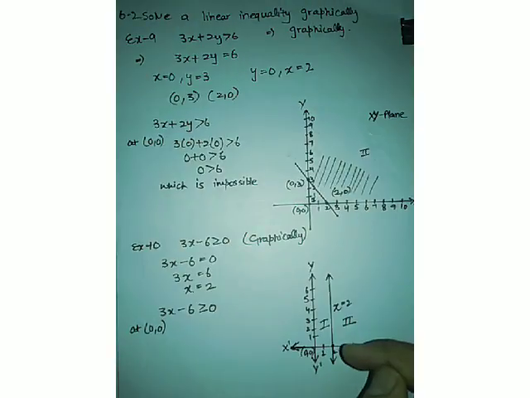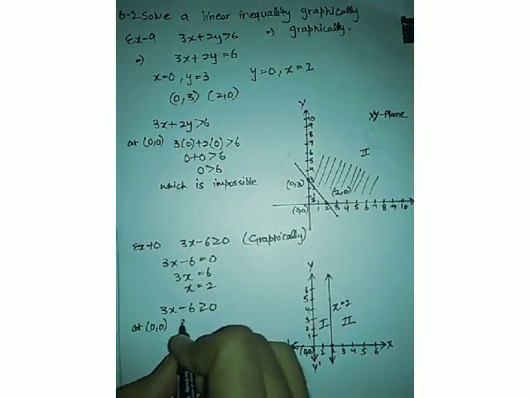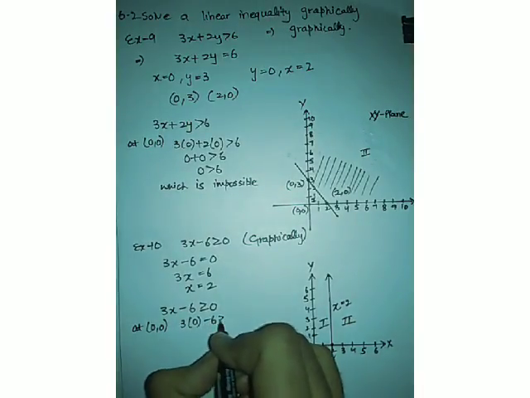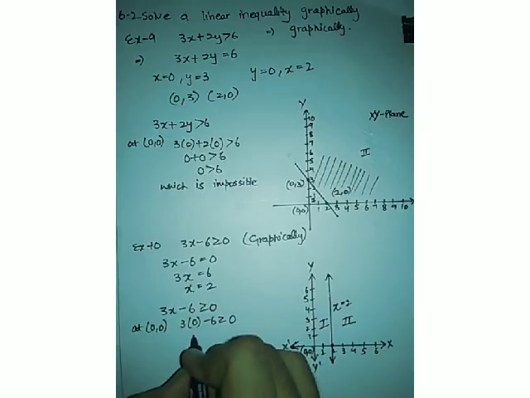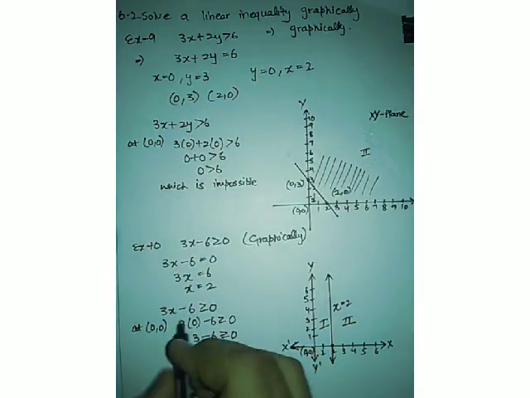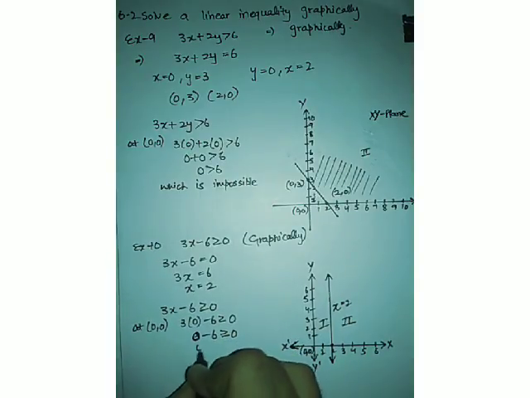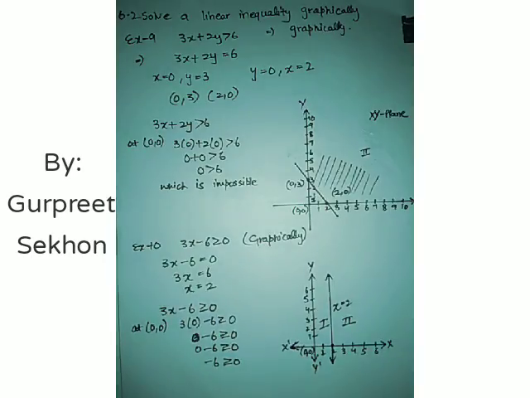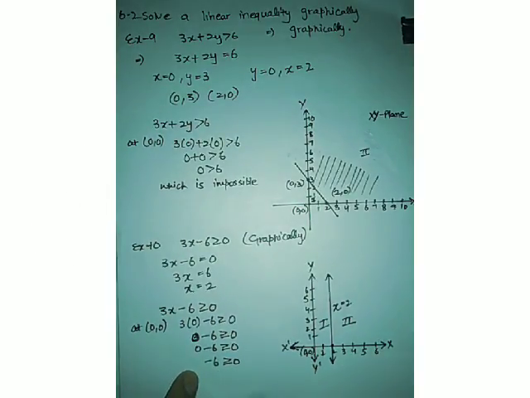Okay, let's substitute. 3 multiply 0 minus 6 greater than or equal to 0. I'm sorry, 3 multiply 0 is 0. 0 minus 6 greater than or equal to 0. Minus 6 greater than or equal to 0. So minus 6 cannot be greater than 0, nor can it be equal to 0. So that is why it is again contradicting. So the first region will not be shaded, but our second region will be shaded.